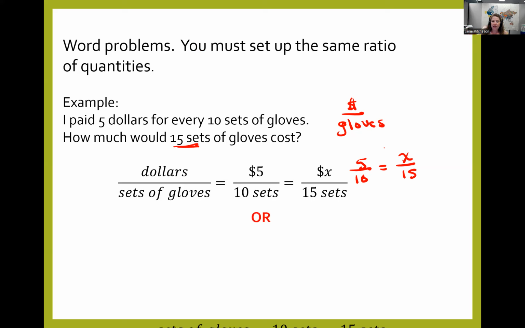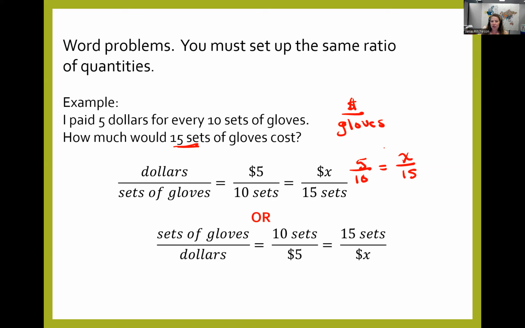Or you could flip it. You could do sets of gloves over dollars. That's totally fine as long as you do it on both ratios. 10 sets over $5, you'd have to put 15 sets over an unknown number of dollars. We don't know yet. So how would we solve this? We're going to cross multiply.